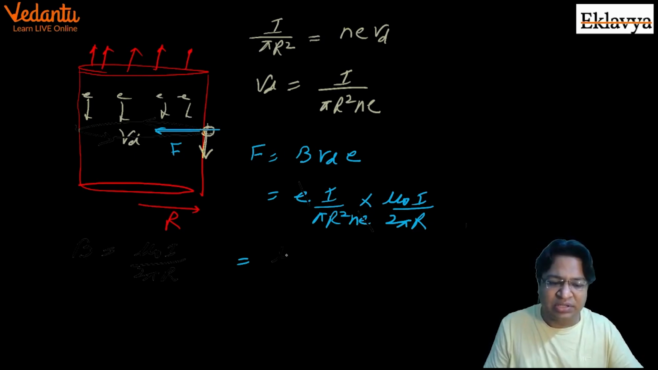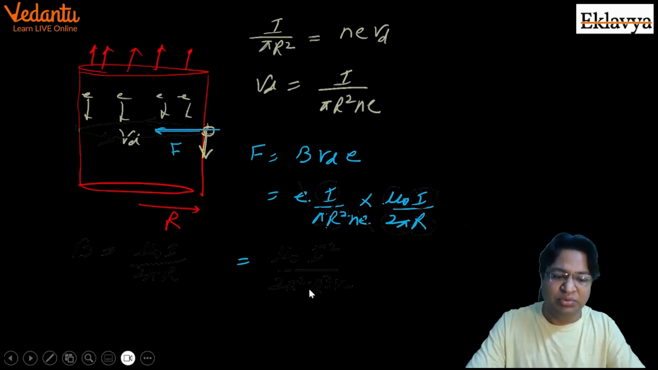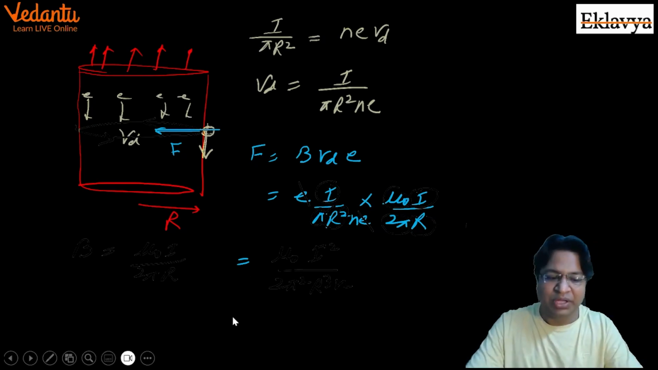Nothing else, I guess, it is getting. So mu naught and then I square. So I've taken care of all these things, divided by 2 pi square r cube. So pi r square, 2 pi r into n. So this, and the force would be radially inward. So mu naught I square by 2 pi r square, 2 pi square r cube n.